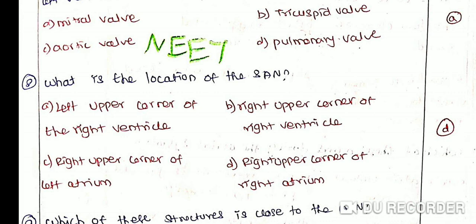The sinoatrial node is located in the upper right corner of the right atrium. It has the ability to generate 70 to 75 action potentials per minute. It is hence known as the pacemaker of the heart.